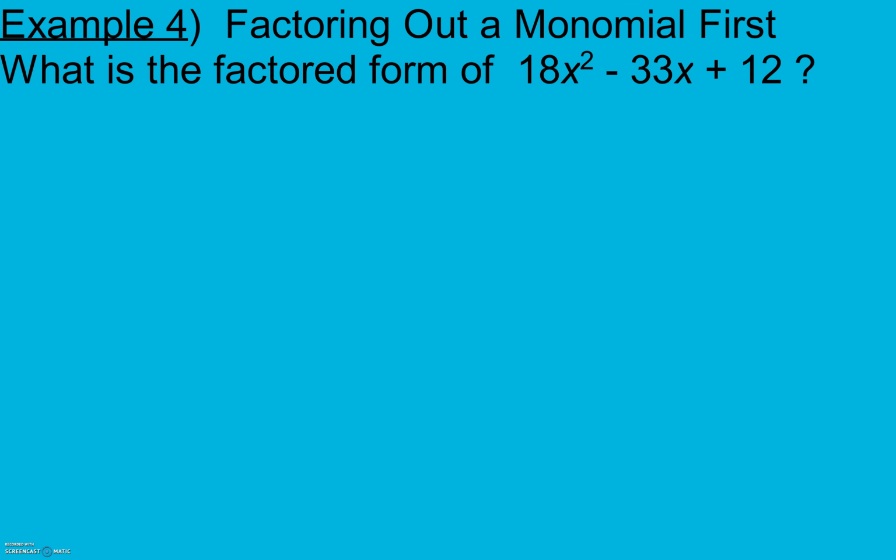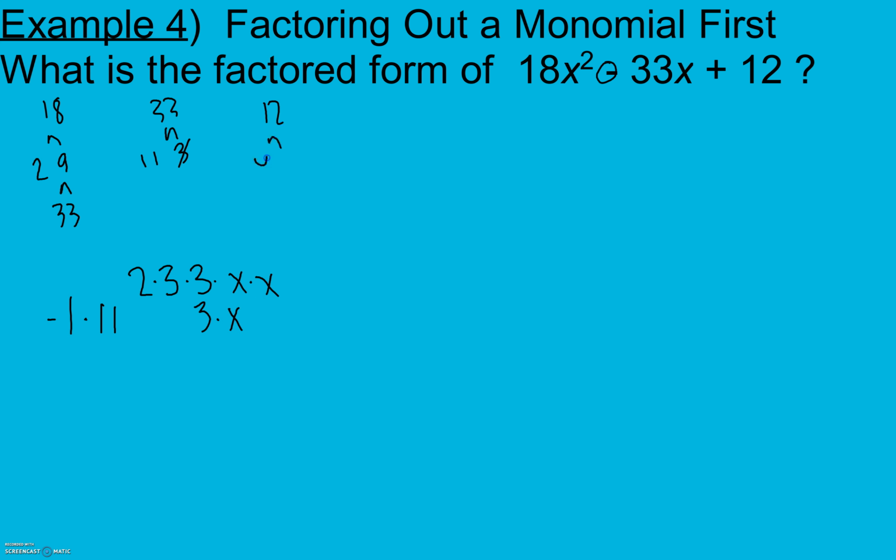In example 4, we're going to factor out a monomial first. If we look here between 18, 33, and 12, they have a common factor of a 3. If you're not sure, guys, break them down like we did before. 18 is 2 times 9. 9 is 3 times 3. So here I have 2 times 3 times 3 times x times x. 33 is 3 times 11. So I put a 3 in my 3 column. I make an 11 column. And I have a negative, so a negative 1 column, and an x.